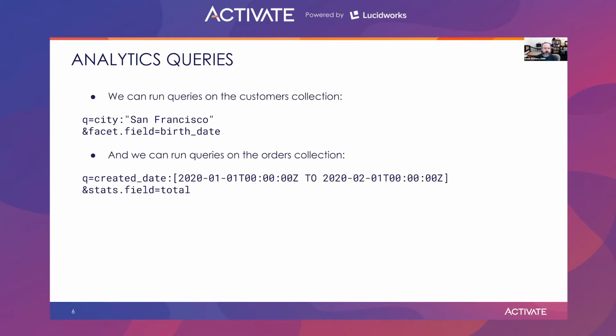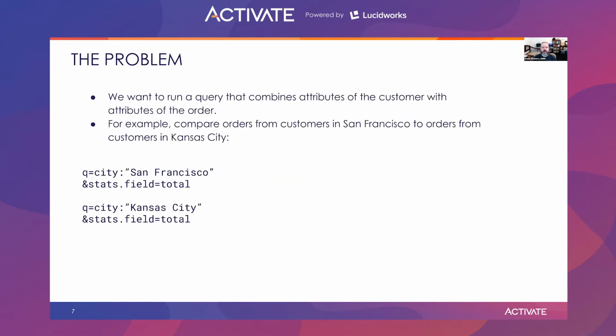Generally speaking, you can do analytics queries on either side of it, right? You could do one query against the customers collection for all the customers in San Francisco. If you wanted, you could facet on their birthday. Or you could do a query against the orders collection for a particular time range, and maybe you want to get the total value of all of their orders in a particular time range. But the problem is being able to combine these two queries, right? Only customers from San Francisco or only customers from Kansas City, for example, and then just looking at those orders.